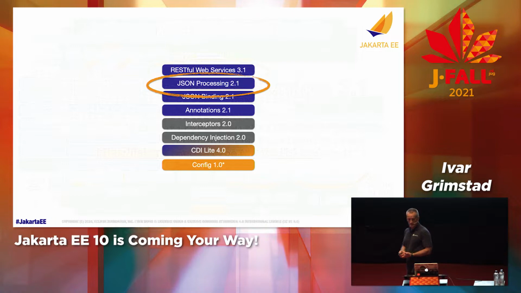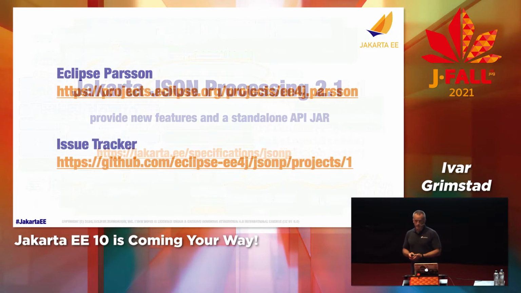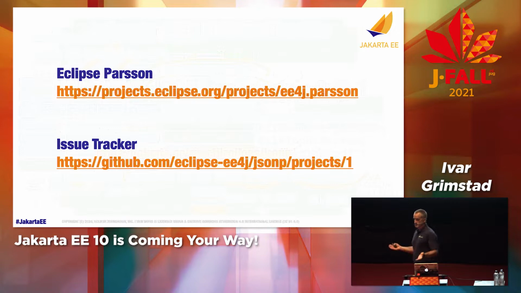JSON processing. Previously, the implementation of JSON processing and the API itself were in the same GitHub repository, so they've spent some time splitting out the implementation, so it's a proper API jar and an implementation split out. They also want to provide some new features requested by the community. It's minor stuff, so you can check that out on the issue tracker of the JSON processing specification. And also the Eclipse Parsson project is one of the implementations of JSON processing.